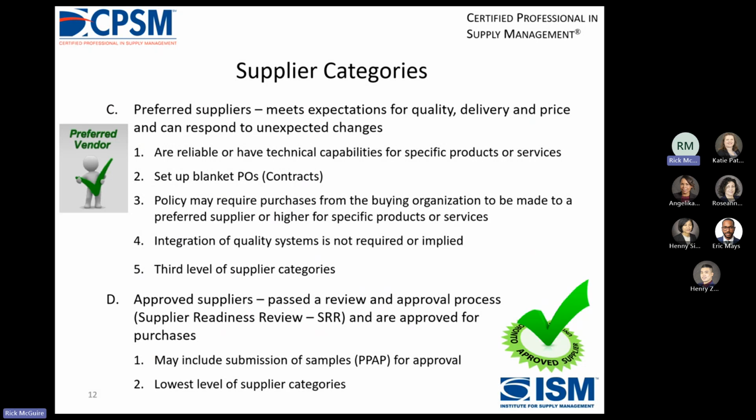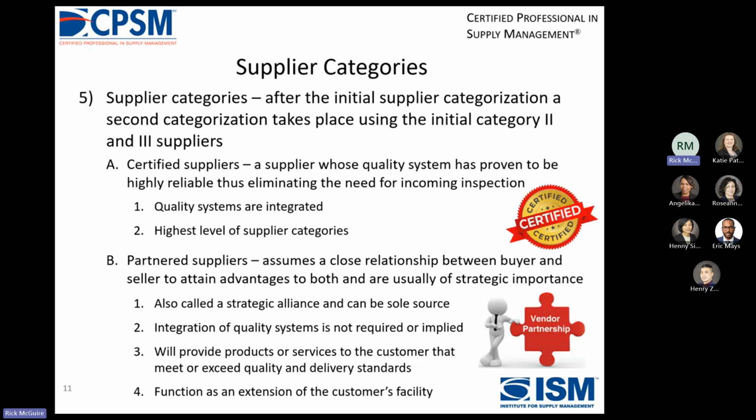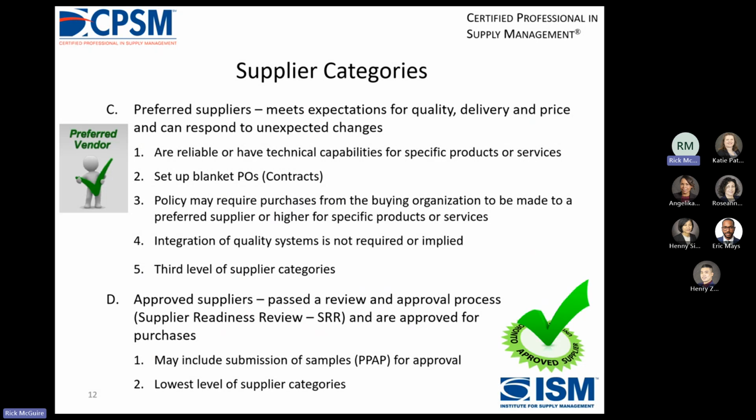Then you've got your preferred suppliers. These guys can meet quality, delivery, and price. They have technical capabilities, like you set up blanket POs, what we would call a contract, with preferred suppliers. Now you also set up blanket POs with partnered and certified suppliers too, but the question they'll ask is, what type of supplier do you set up a blanket PO with? The answer is going to be preferred. Policy may require purchase orders be made to a preferred supplier or higher. Integration of quality systems is not required under the preferred suppliers.